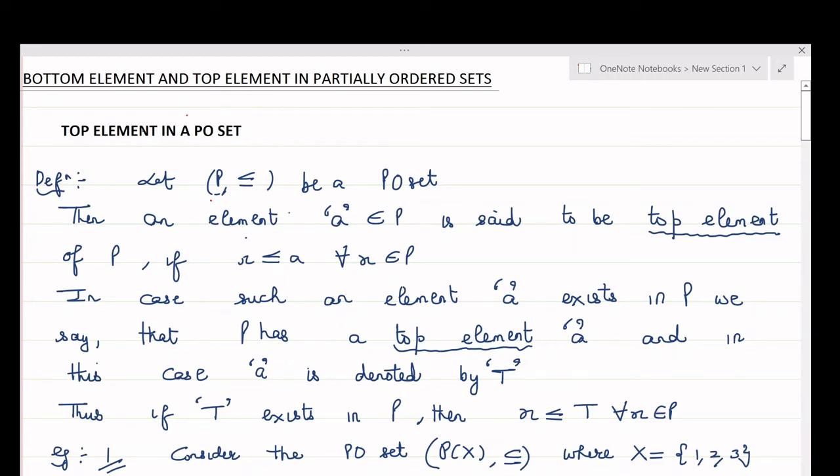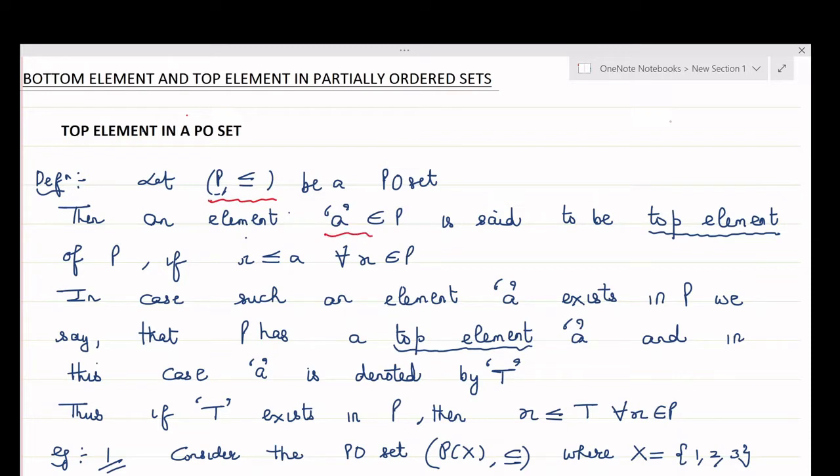Hello students, in this video lecture I'm going to discuss the concept of bottom element and top element in partially ordered sets. So first of all, let us understand what we mean by a top element in a POset. So let (P, ≤) be a POset.